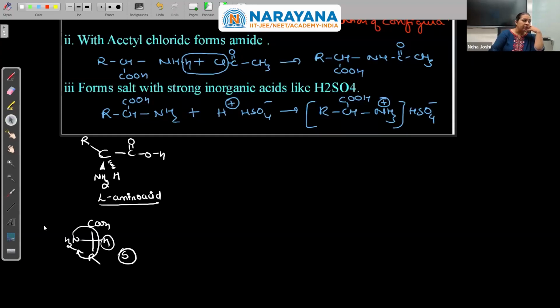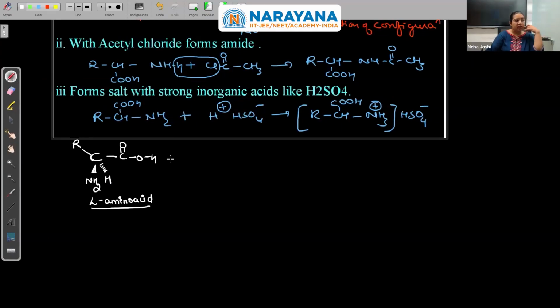Now this L amino acid, you will check how this reaction is taking place. So NaNO2 plus HCl, NO plus attack. So RCH, the N2 plus diazonium is formed, H, COOH.